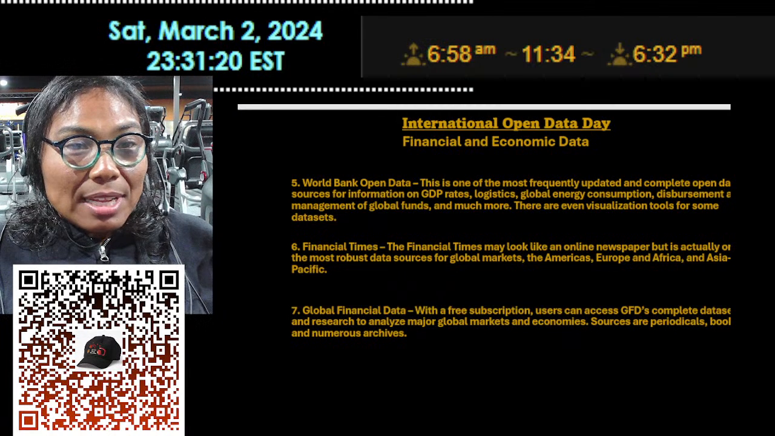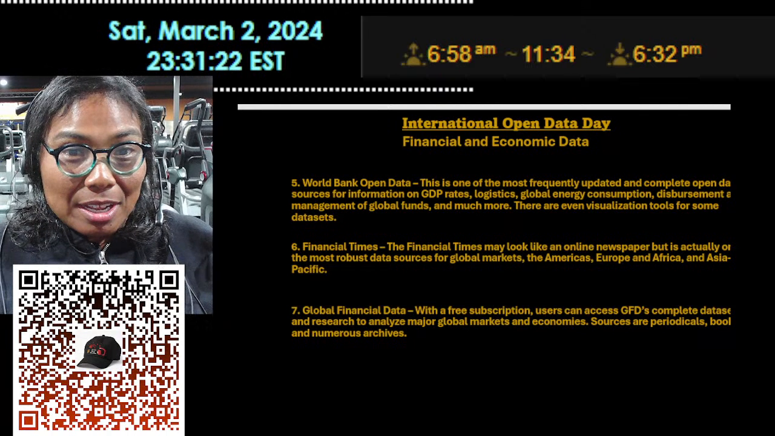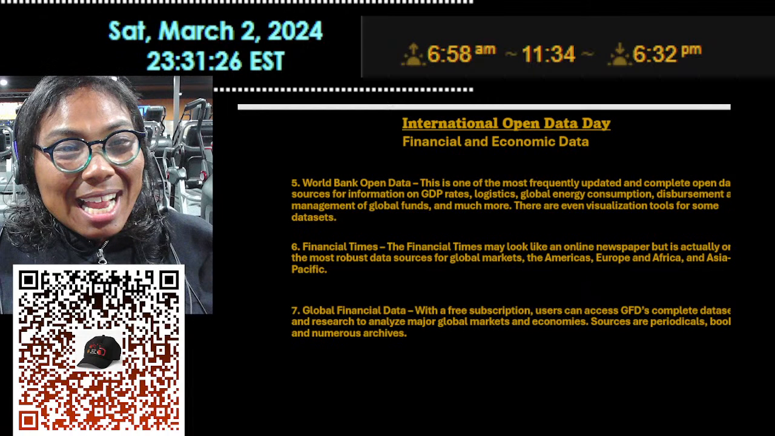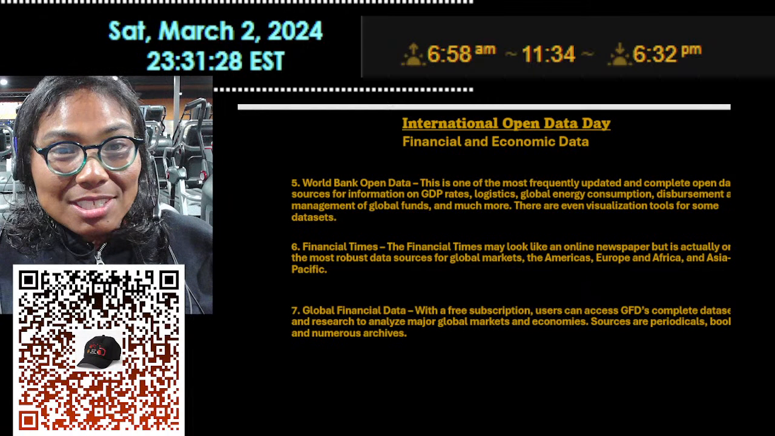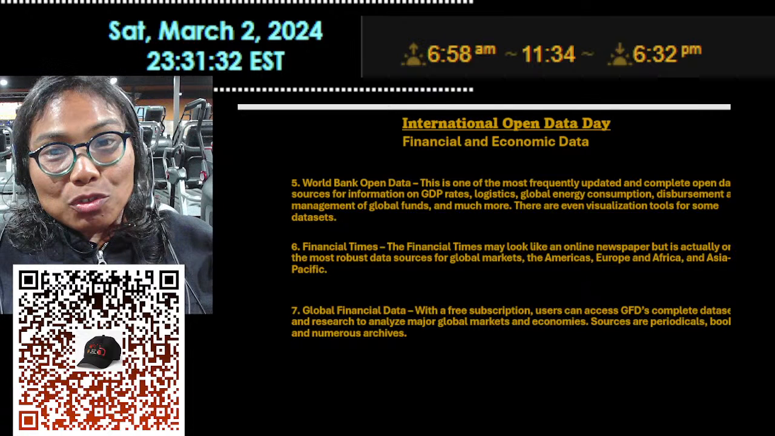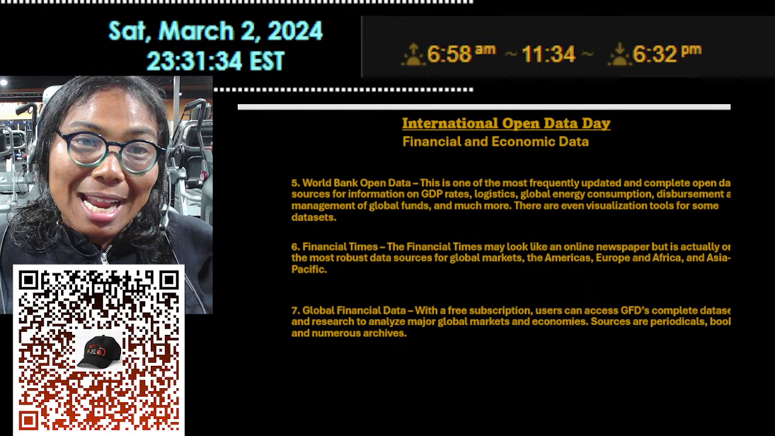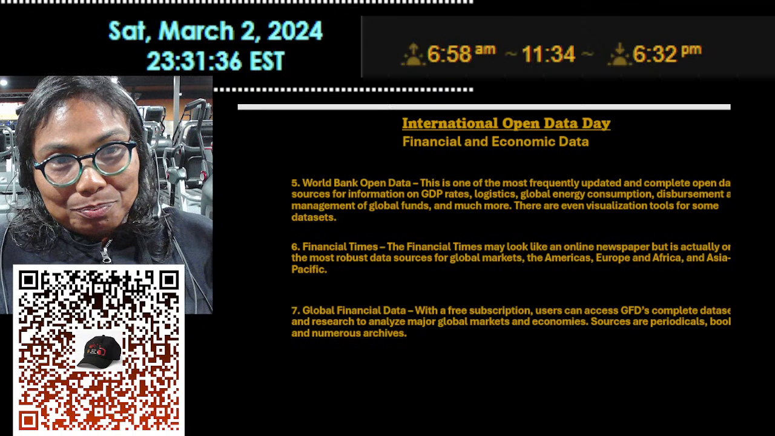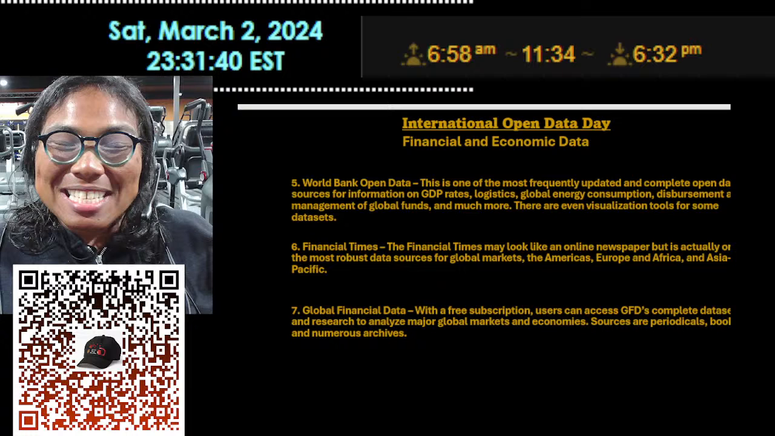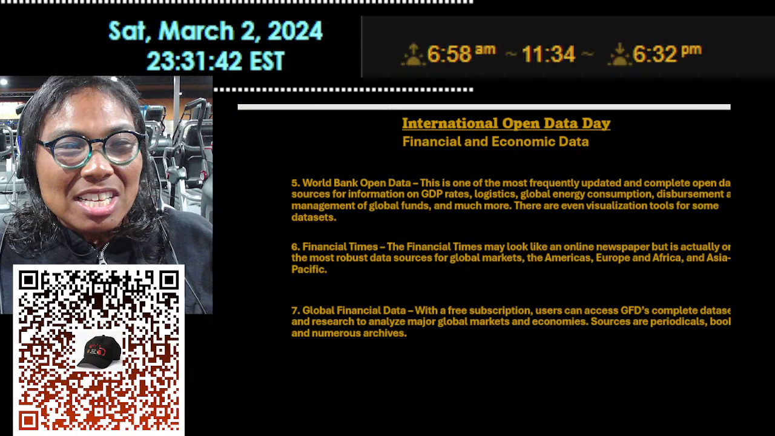Another financial and economic data set is the Financial Times. It looks kind of like an online newspaper, but it's actually one of the most robust data sources for global markets, the Americas, Europe, and Africa. You know that recently there's been a lot of changes in the U.S. dollar and how it's used, and countries are using it. So really good to see the trends happening there.